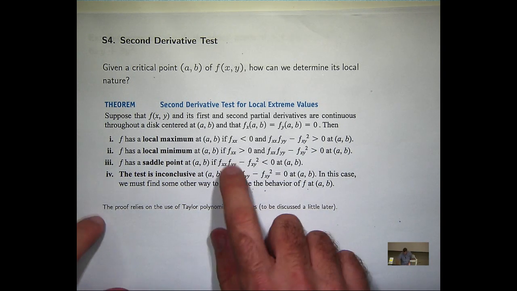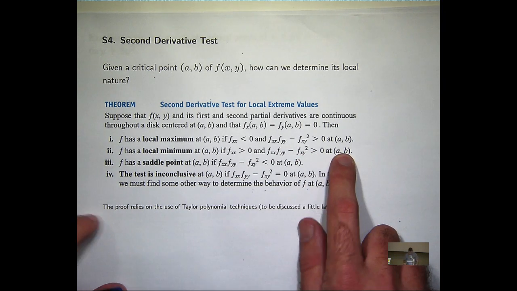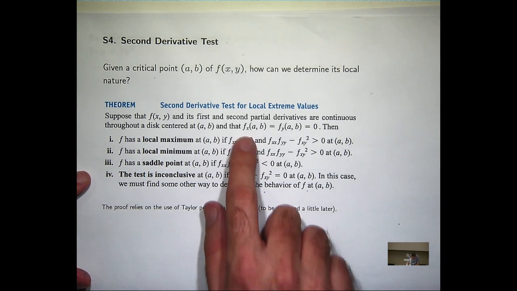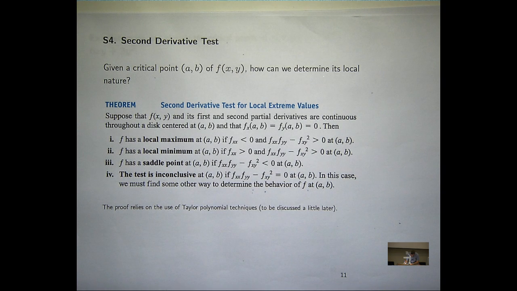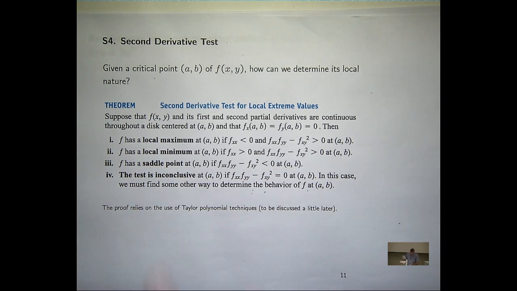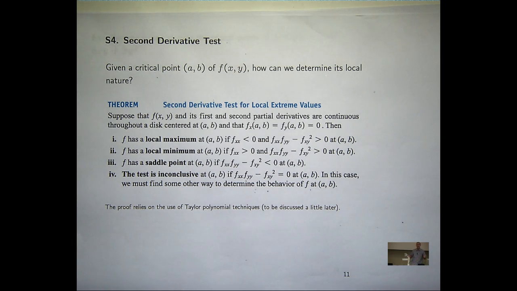If this second order partial is positive at our critical point, and this expression's also positive at the critical point, then this test tells us f has a local minimum at the critical point. So let's look at the third one. Let's not worry about the sign of this second order partial. Let's just worry about this expression. If this expression's negative at the critical point, then this test tells us f has a saddle point. And if this expression's 0, then it tells us nothing. We can't conclude anything. In other words, we have to use some different test or different technique.